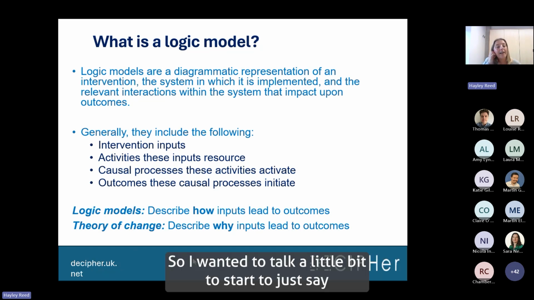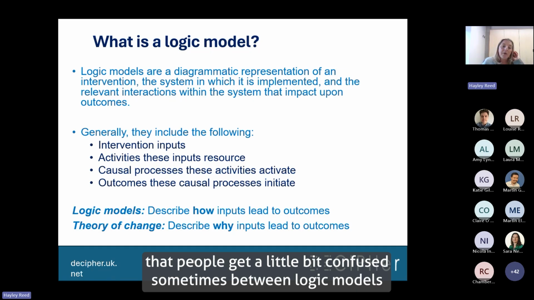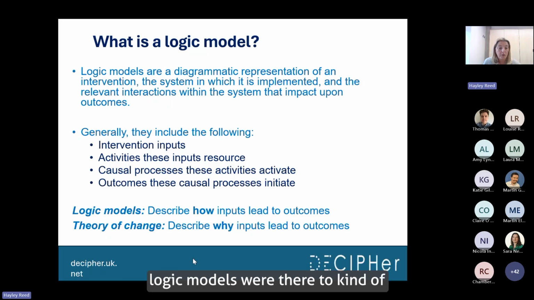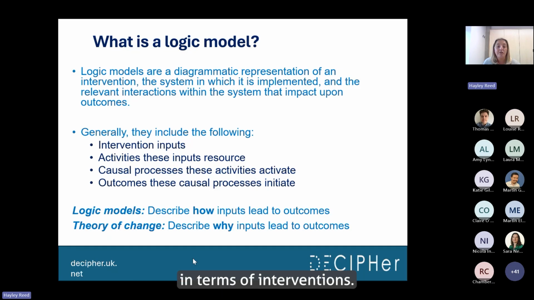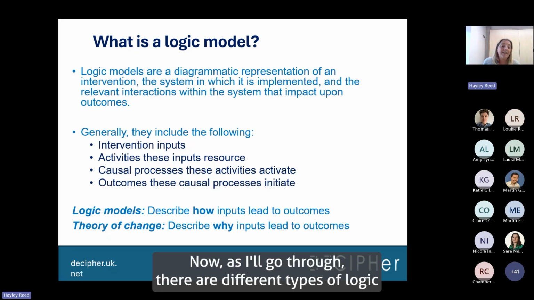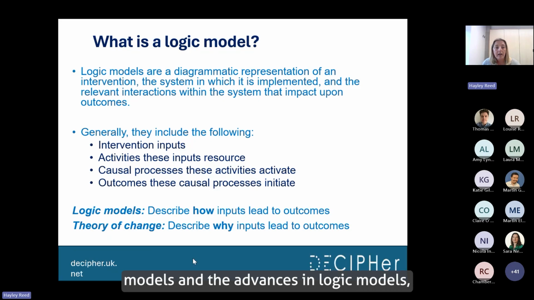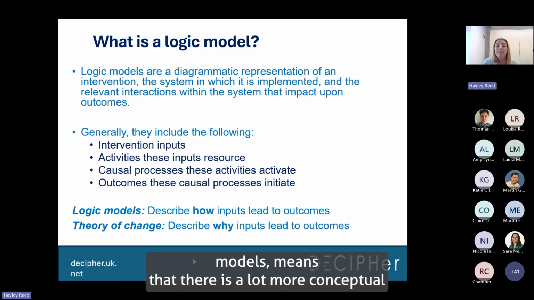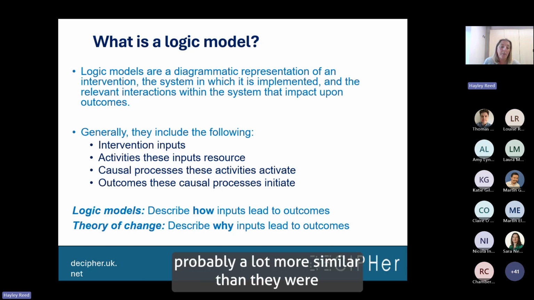So I wanted to start by saying that people get a little bit confused sometimes between logic models and theory of change, and conceptually they are distinct. Originally logic models were there to describe how inputs led to outcomes in terms of interventions, whereas theory of change models really were more about why. Now, as I'll go through, there are different types of logic models, and the advances in logic models, and specifically in system-based logic models, means that there is a lot more conceptual overlap, and they're probably a lot more similar than they were before.